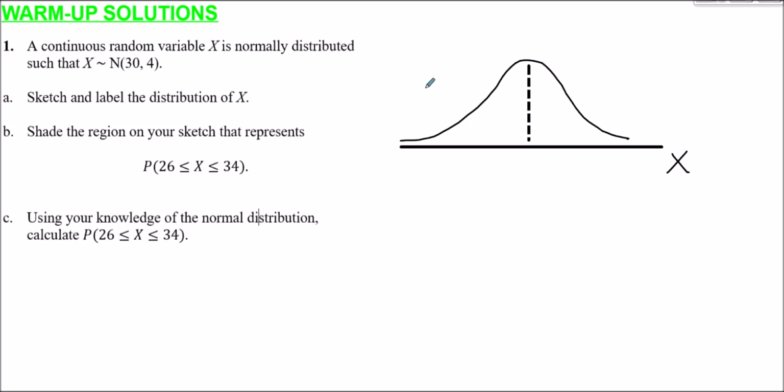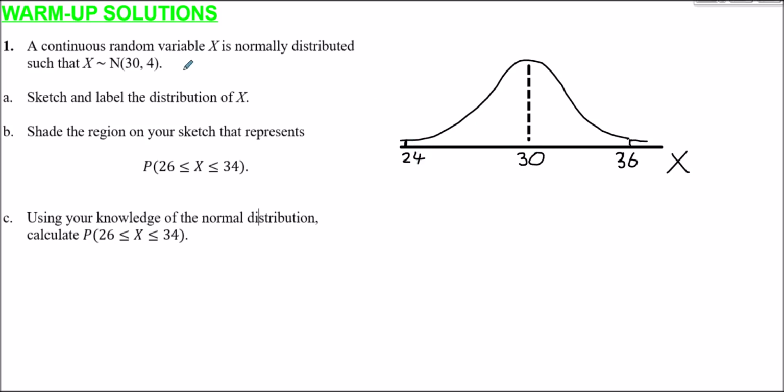So the mean is 30 and the standard deviation is 4. So 1, 2, 3 standard deviations is almost all the data. So that could be, for example, 36. And 1, 2, 3 standard deviations on the other side. 6 away from 30 on the other side would be 24.